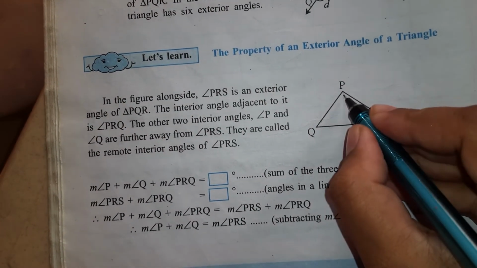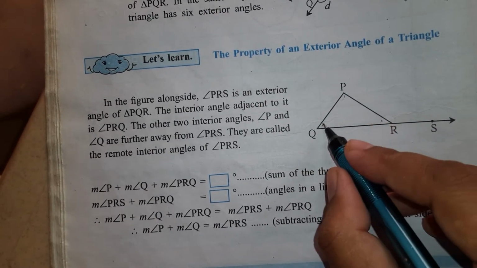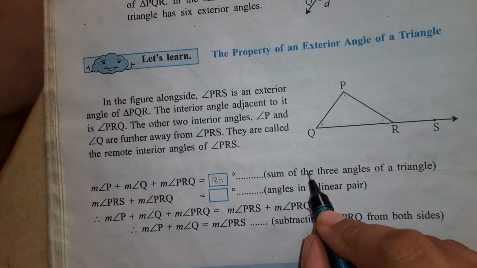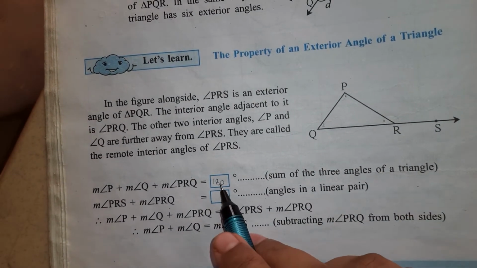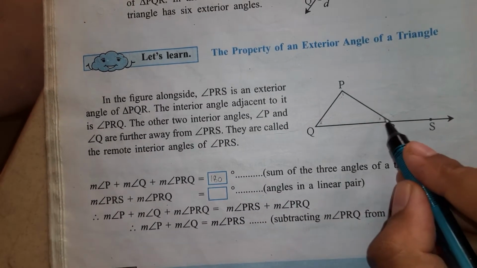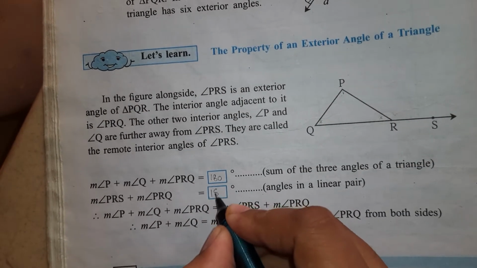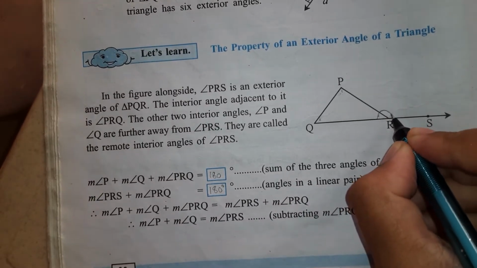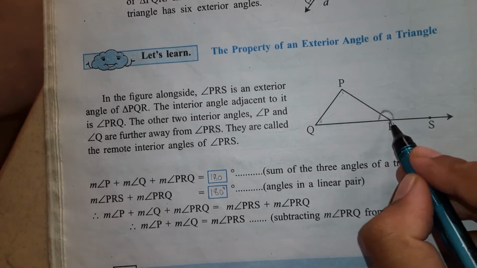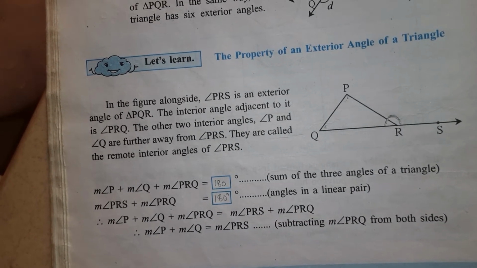So if we consider these three angles of the triangle, what will be the sum of all these three angles? It will be 180 degree. Sum of the three angles of a triangle is always 180 degree. And if we consider these two angles, then their sum will also be 180 degree because they are linear pair of angles. PRQ and PRS, they are linear pair, so their addition will also be 180 degree.